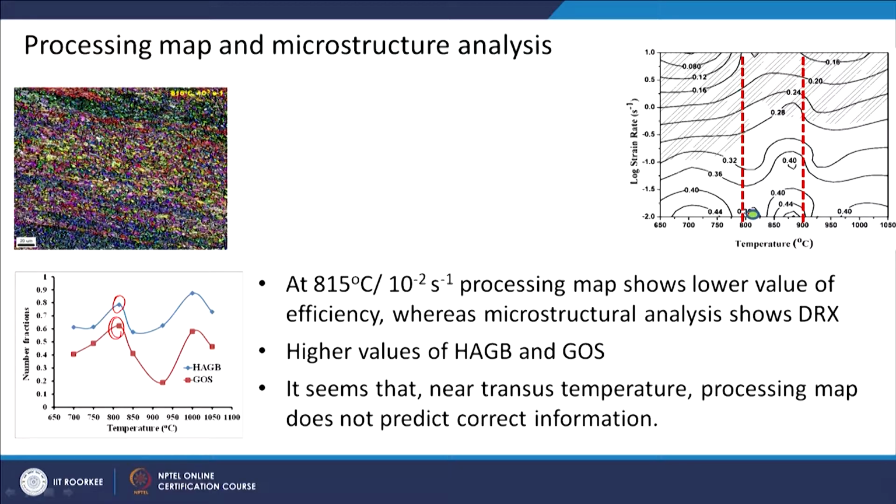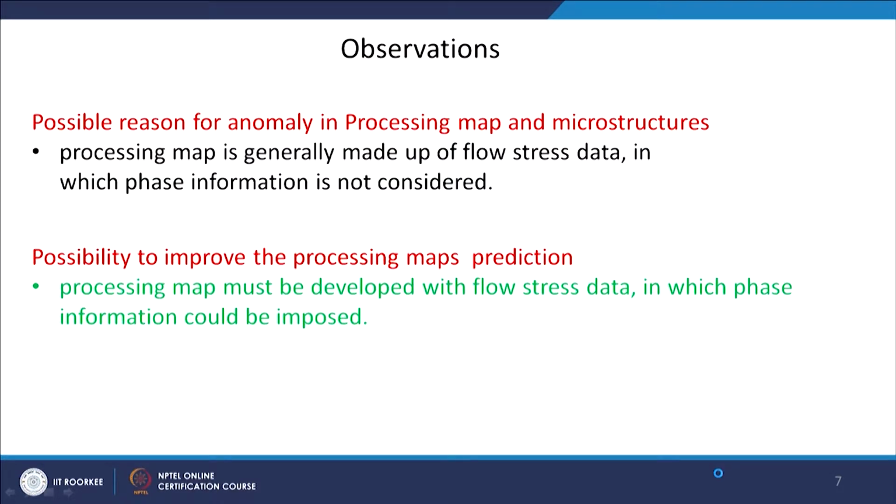a high efficiency region. So, to clear this or to find out the reason for the anomaly, we felt that the phase information should also be taken as input in the creation of this processing map. But how to do that? How can I put the phase information in the development of the processing map?